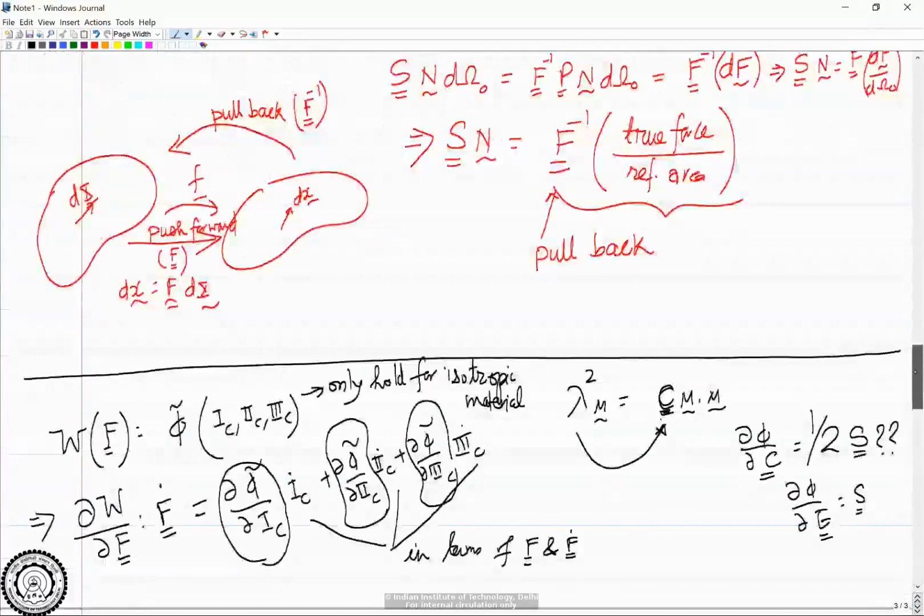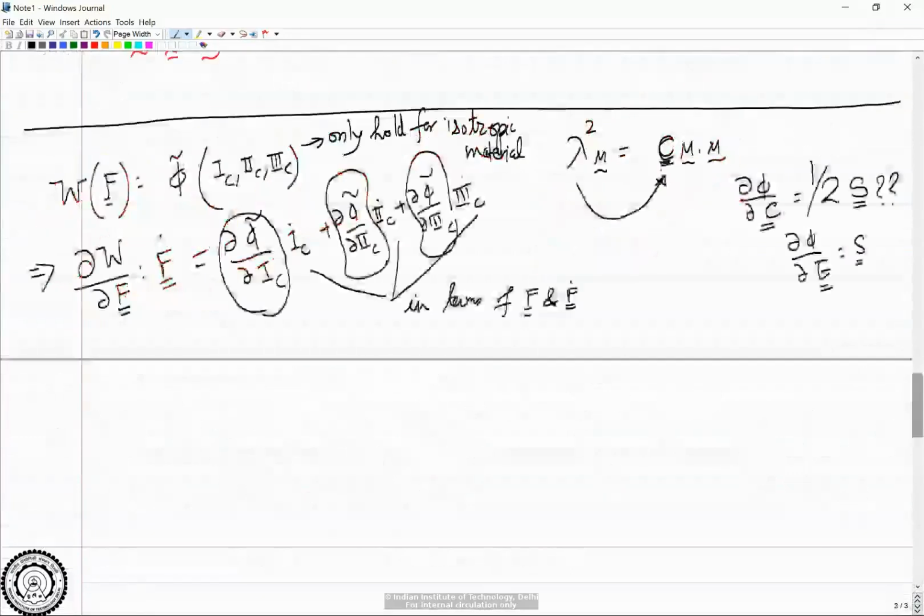Sir, for vectors we have the dot product. This double contraction is like that only, no? For tensors, we have double contraction instead of the dot product. Yeah, right. That's true.